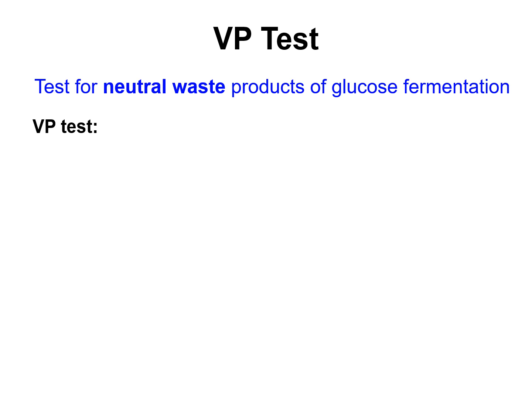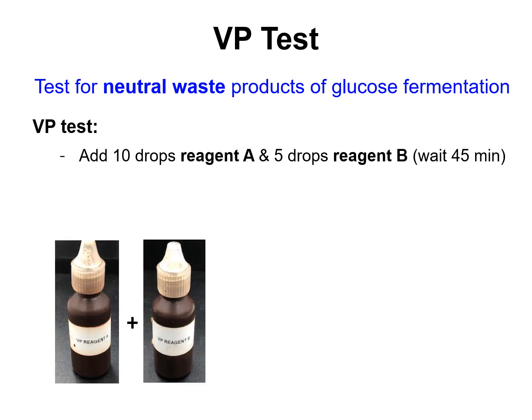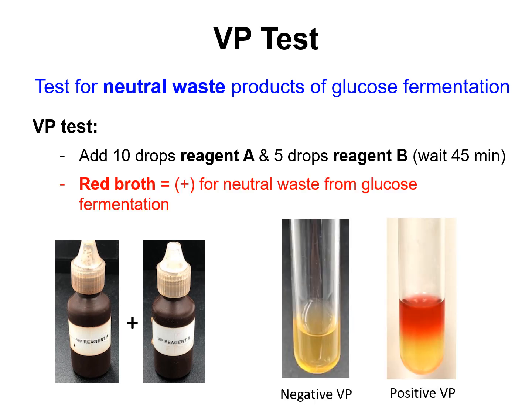So you get your bacteria culture, you add 2 reagents. From the first reagent, you add 10 drops of it, and then you add 5 drops of reagent B, and then make sure that you wait 45 minutes. You gotta wait, okay? Don't just read the results right away. You gotta wait for those 45 minutes to pass and then start interpreting your results.